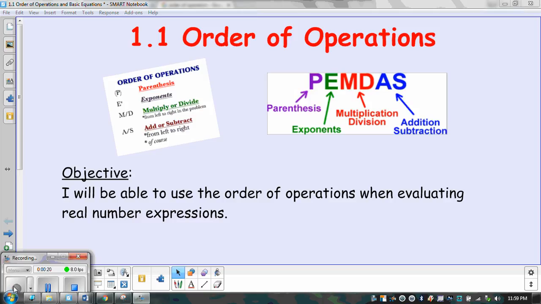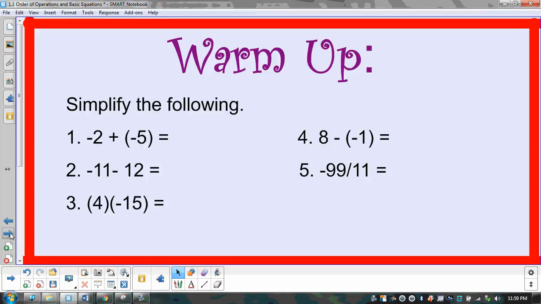I'd like you to write across the top line of your notes the title 1.1 Order of Operations. Just below it, I'd like you to write the word objective, and then the statement below is what you should be able to say with confidence by the time the lesson is over. Today's objective is I will be able to use the order of operations when evaluating real number expressions. Take a moment to pause the video if you need until you have it written down. When you're ready, continue on.